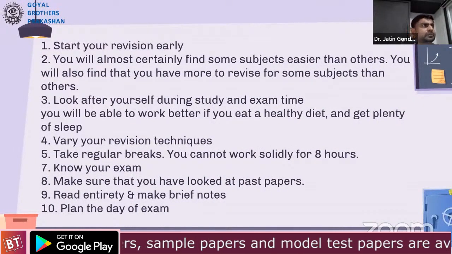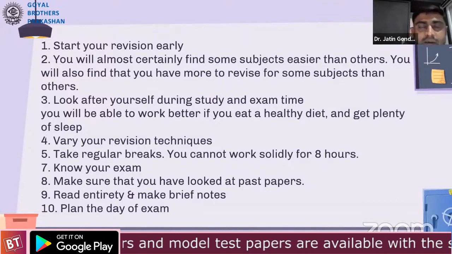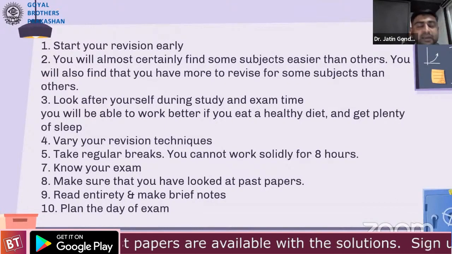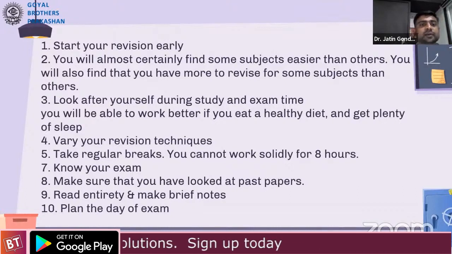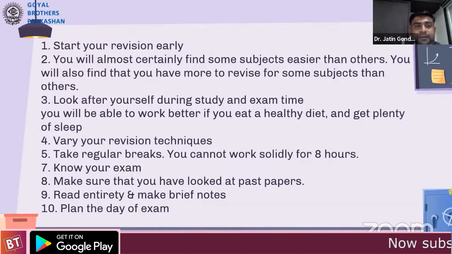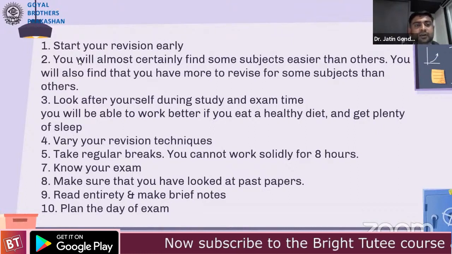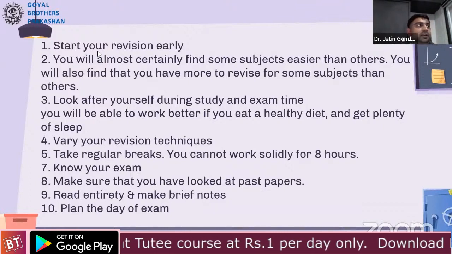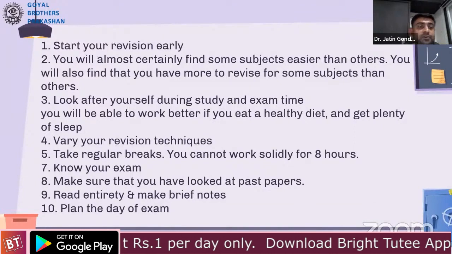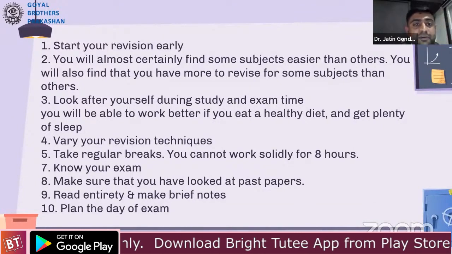If we assume the ISC exams will be from 26th or 27th or 25th April, then we have only a few days to complete the syllabus. So it should not be like we'll study after 10 days or 15 days. You should start your revision as early as possible.